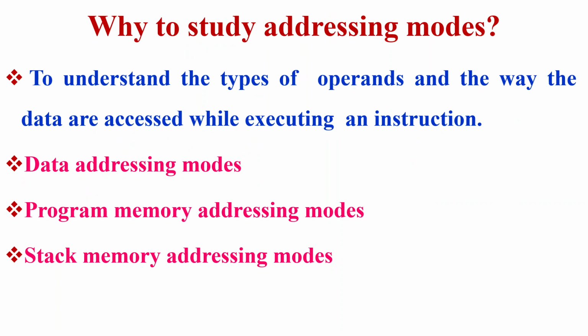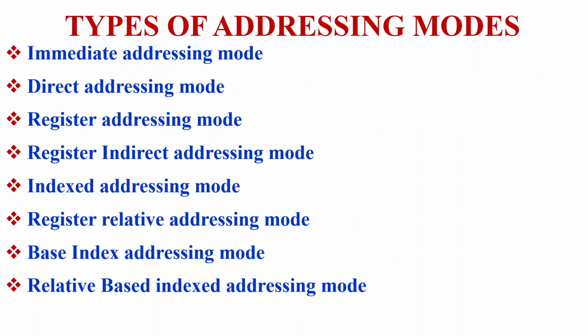Why we have to go for this addressing mode? Very simple. When 8086 executes an instruction, it should understand the operand type and the type of the data which has to be accessed. For doing this, we have to follow some addressing modes. Basically, the addressing modes are classified on data, program memory, and stack memory.